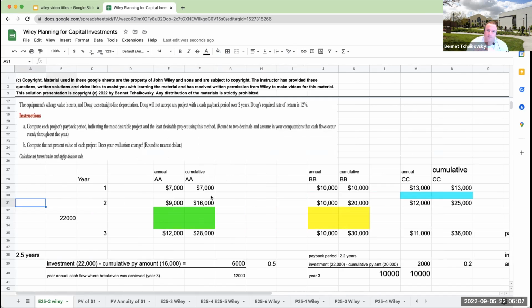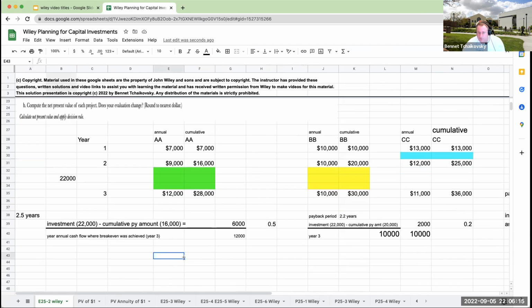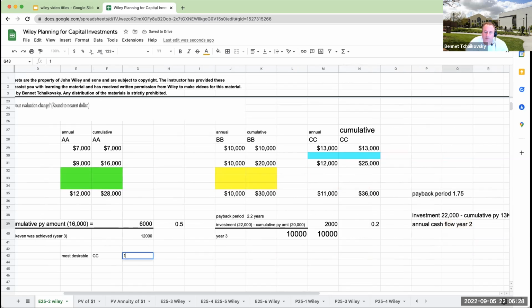So if we looked at this over here, the most desirable project and the least desirable project using the method. Well, the most desirable will be the one that gives us the cash back the quickest, which is going to be project CC, which is giving us cash back in 1.75 years. The second most desirable is project BB, and this is going to be 2.2 years, right?